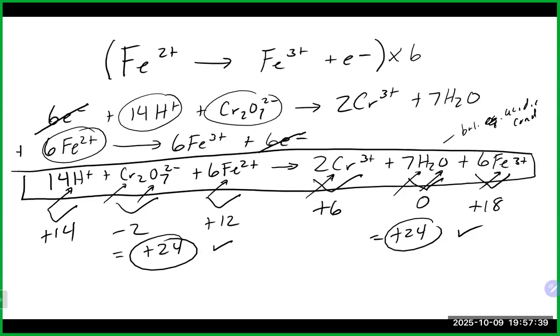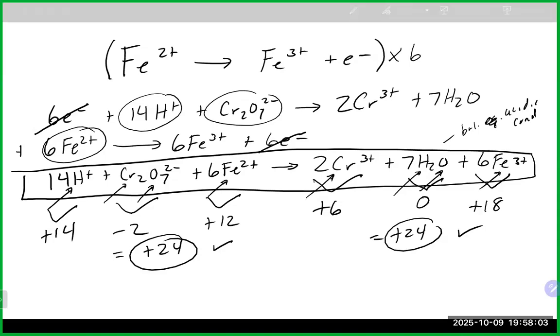You are also sometimes asked to balance it in basic conditions. There are a couple of ways you could do that, but probably the easiest way is what we just did, which is balance it in acidic conditions, and at the very end, just turn it into basic. So you can do everything we just did and then turn this into a basic equation. I'm going to do that by just erasing the top here, so I don't have to recopy it again on another page.